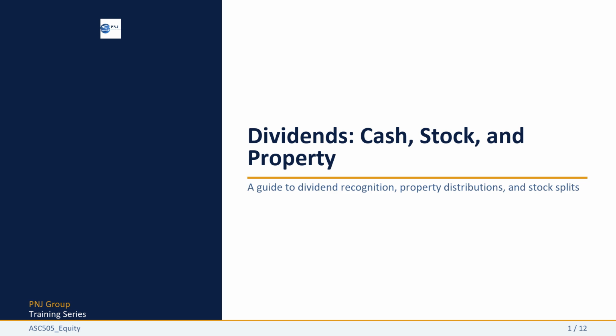Welcome to Section 4 of the ASC 505 Equity Training Series. This section covers one of the most practical topics in equity accounting, dividends. Whether your company distributes cash, property, or additional shares, each type has its own recognition rules, journal entries, and common pitfalls. We will also cover stock splits, which look similar to stock dividends but have a very different accounting treatment. Let us work through each one carefully.